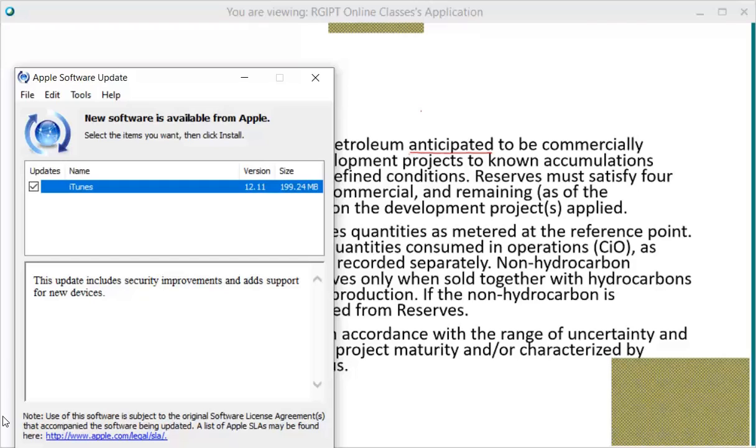Reserves are recommended as sales quantities as metered at the reference point, where the entity also recognizes quantities consumed in operations as reserves. These quantities must be recorded separately. अब ये देखो, if there is some consumed in operations, let's say you are producing some gas and you are doing some gas injection, that is consumed in operation. So that has to be recorded separately.